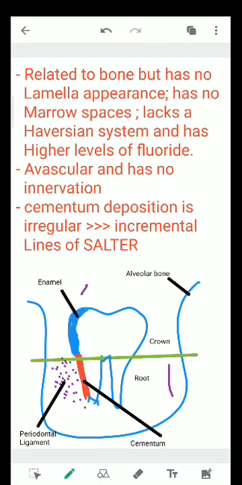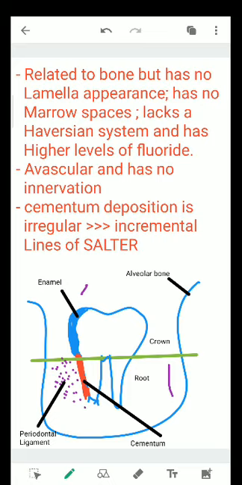In the case of cementum, the cementocytes found in the lacuna are arranged irregularly and not around blood vessels. And this is because the cementum is avascular and has no innervation. And the cementum deposition is irregular, right? The way it is deposited. It is irregular, giving rise to incremental lines of Salter.